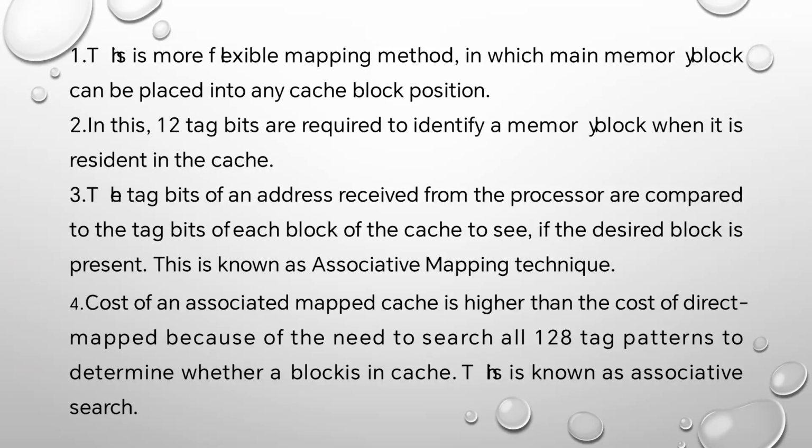This is a more flexible mapping method in which a main memory block can be placed into any cache block position. In this, 12 tag bits are required to identify a memory block when it is resident in the cache. The tag bits of an address received from the processor are compared to the tag bits of each block of the cache to see if the desired block is present. This is known as the associative mapping technique.